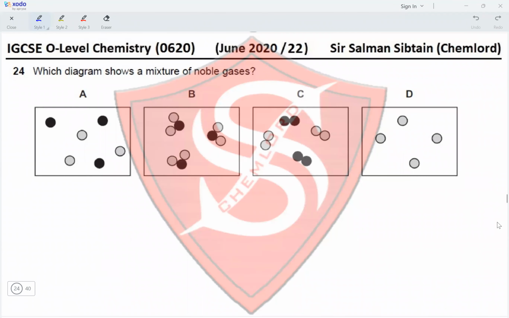Question 24. Which diagram shows a mixture of noble gases? So, first of all, noble gases will not react with each other. Second of all, noble gases are monoatomic. So we would have two different types of atoms in the same container, which is there in option A. In option B, we've got the atoms reacting to form a molecule, which is incorrect. In option C, we've got molecules. That means noble gases in option C appear to be diatomic, which is incorrect. And in option D, we do not have a mixture of noble gases. We have a single noble gas present. So this is incorrect as well. Therefore, A is the correct option for this question.